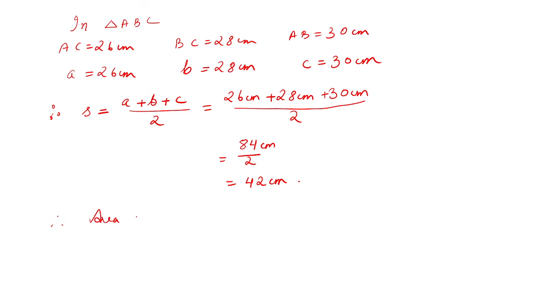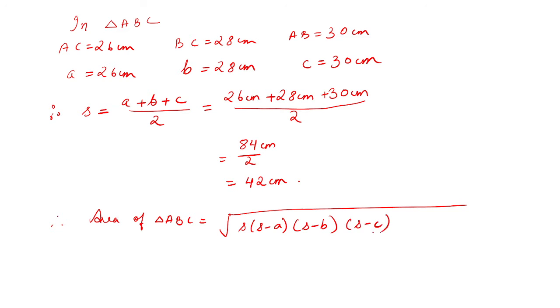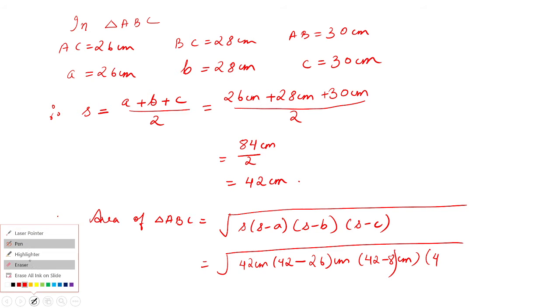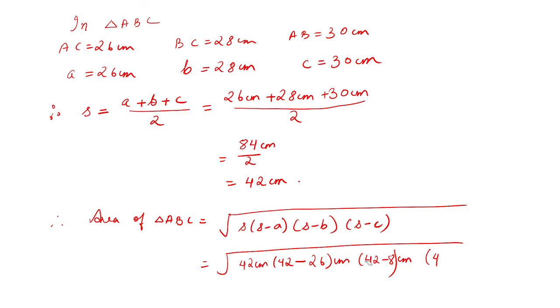Therefore, area of triangle ABC will be equal to Heron's formula, which is square root of S times (S minus a), (S minus b), and (S minus c). Now what is the value of S here? You have 42 centimeter. Your S is 42. The value of a is what? 26 centimeter. Then 42 minus 26 centimeter, and then 42 minus 28 centimeter, and 42 minus 30 centimeter. If you have watched my previous videos, I think these steps should not be confusing, right? Clear up to this much? Okay, now let's go to the next slide.